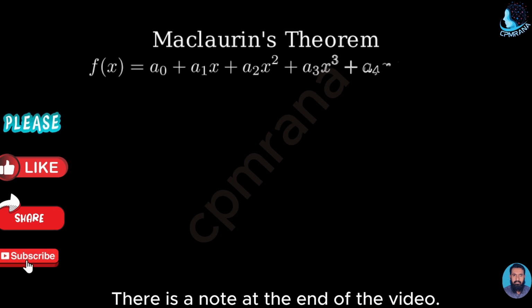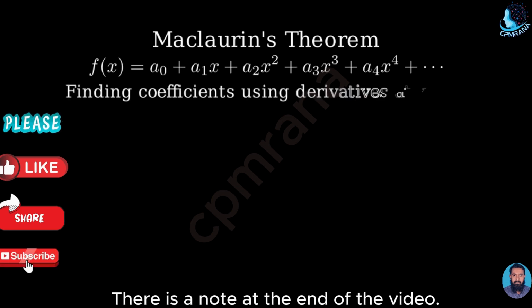Suppose we have a function f of x that can be written as an infinite series of terms with increasing powers of x. The key insight of Maclaurin's theorem is that we can find these coefficients using derivatives of the function evaluated at x equals 0. Let's see how this works step by step.